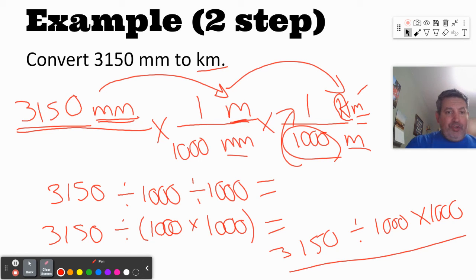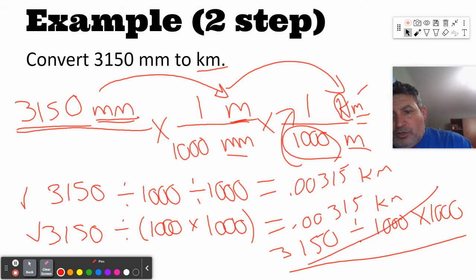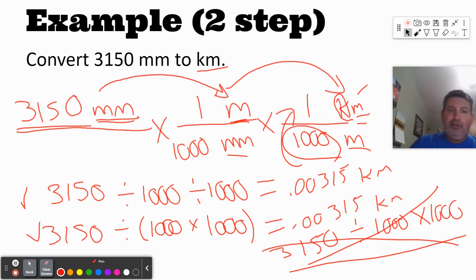Okay. So when you're doing this one, we have 3,150 and you get 0.00315. Again, it's the same digits. It's just the decimals moving, and that's going to be in kilometers. And this one, you'll get the same exact thing if you put it in there. Okay. So either of these are acceptable. This is garbage and will mess you up. Okay. So know how to use your calculator when you guys are doing these.